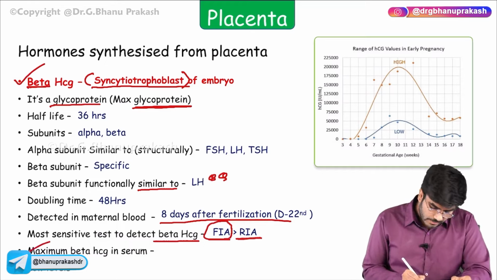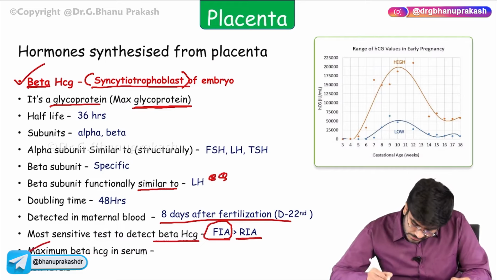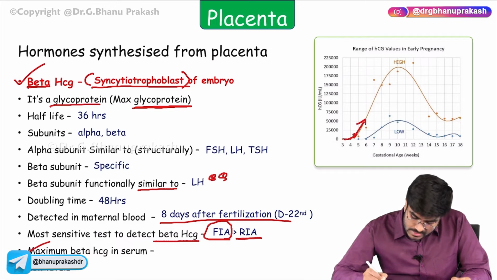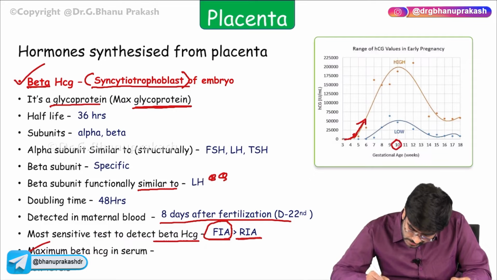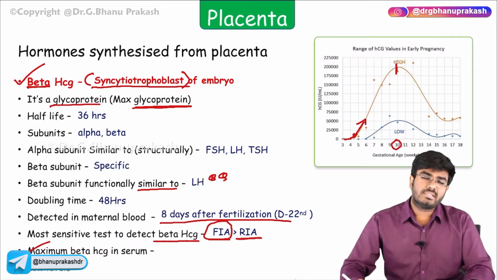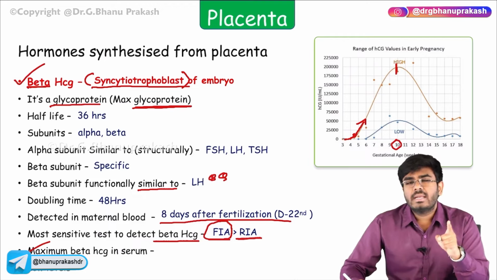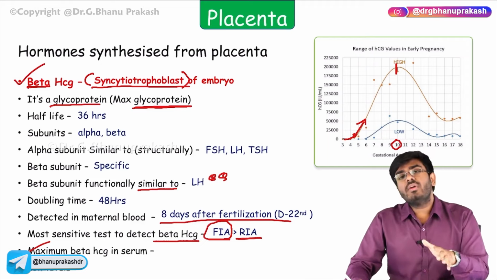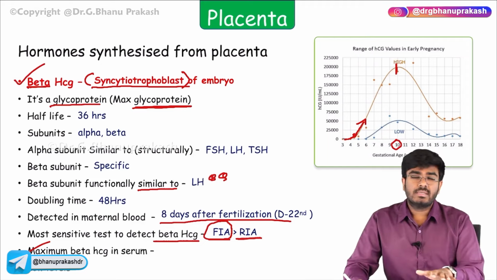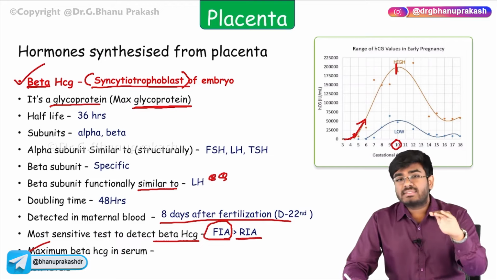Now, maximum beta HCG in serum. Please concentrate on this image. In early pregnancy, the beta HCG values are spiking up. See, the maximum amount of beta HCG is seen at 10 weeks. Maximum levels of beta HCG. 10 weeks means, one week has 7 days, so 10 weeks means 70 days. So somewhere around 70 days after fertilization, the beta HCG values are maximum.